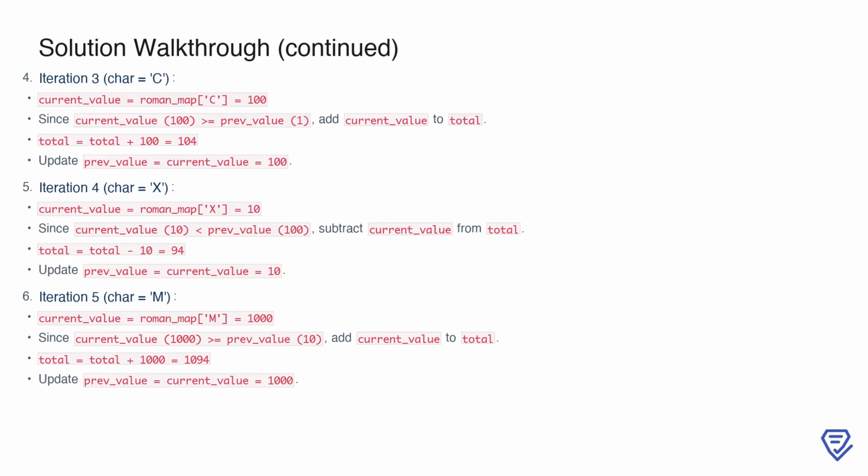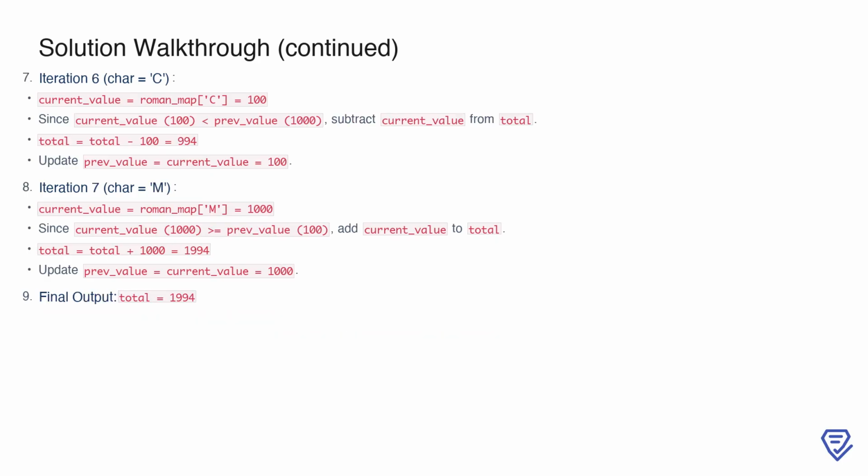In the fifth iteration, the character is M, which has a value of 1000. Since 1000 is greater than or equal to the previous value, 10, we add it to total, bringing the total to 1094. We then update prev_value to 1000.